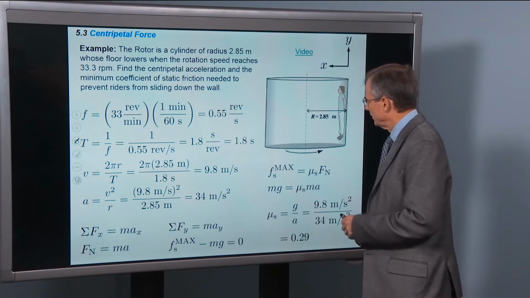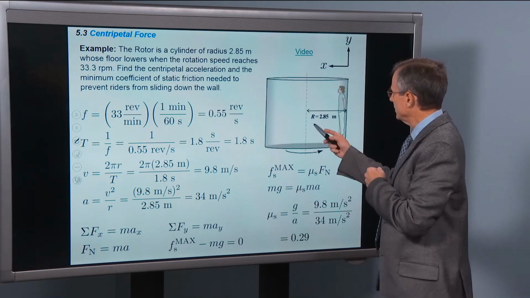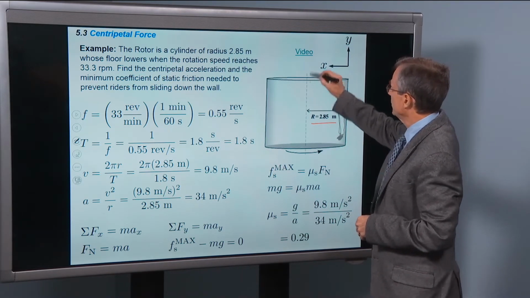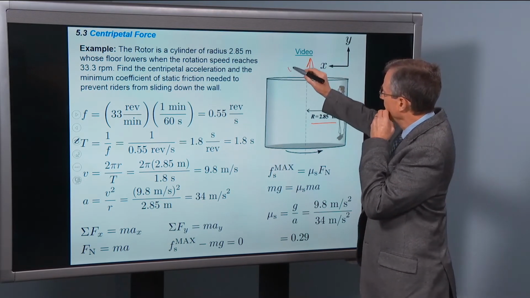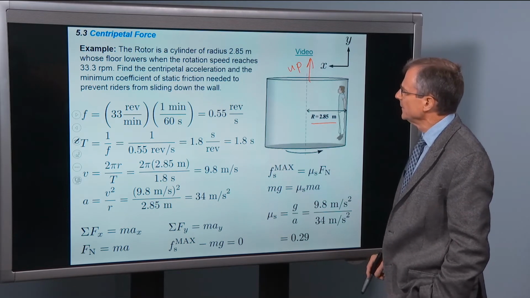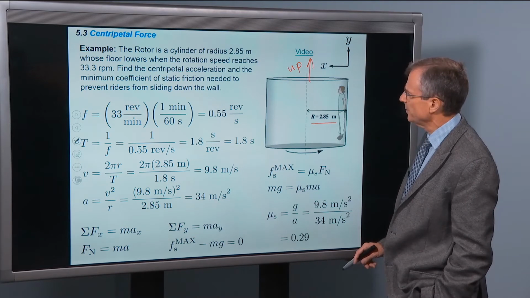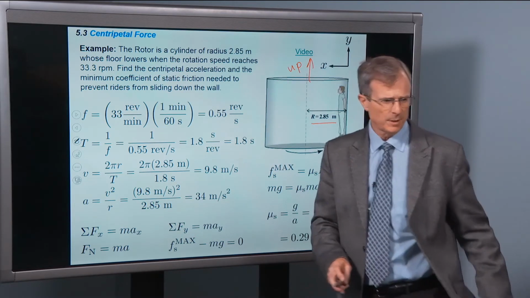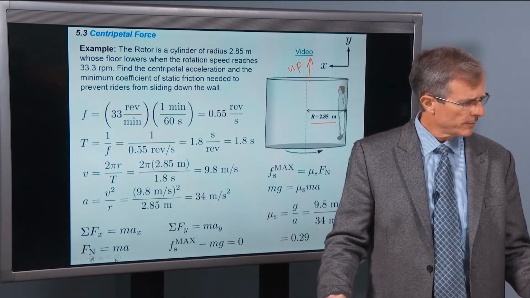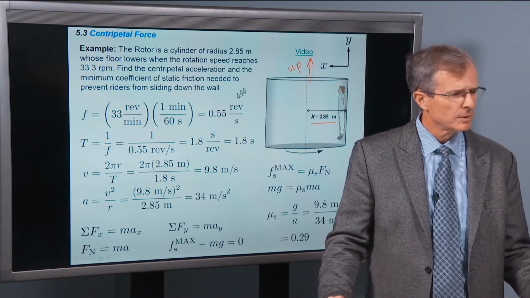Here's another example. The rotor is a cylinder of radius 2.85 meters, and the vertical direction is upward like this. That's up. Its floor lowers when the rotation speed reaches 33.3 RPMs. And I might just have a video show how this works.